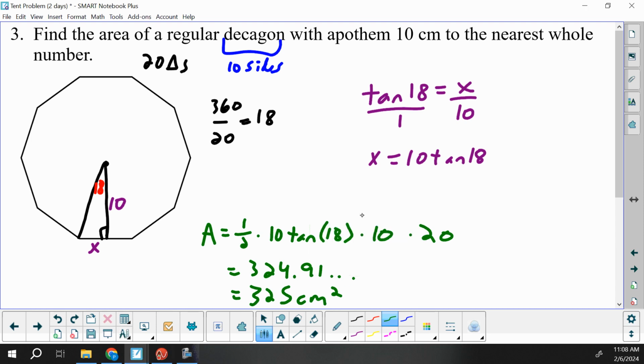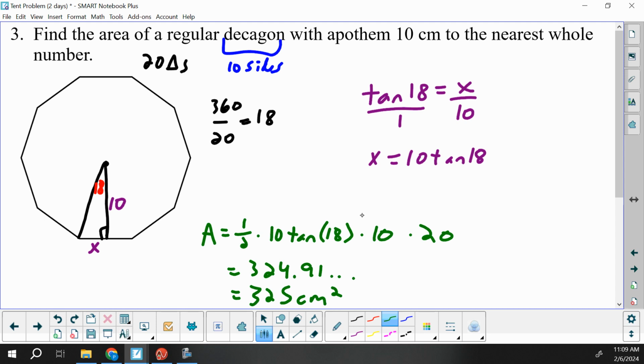All right, so first we want to identify 2 triangles per side, so 20 triangles. Do 360 divided by 20 to give you 18 for the angle at the center. The apothem, the part that's perpendicular to the side, they told us was 10. Pick a variable for that base. Didn't matter which variable, I chose x.